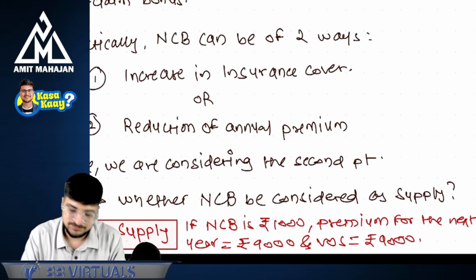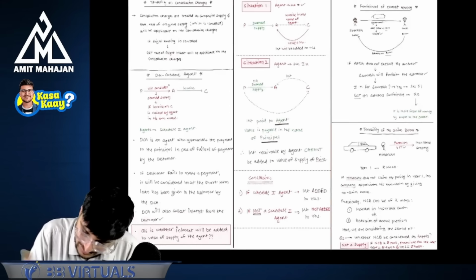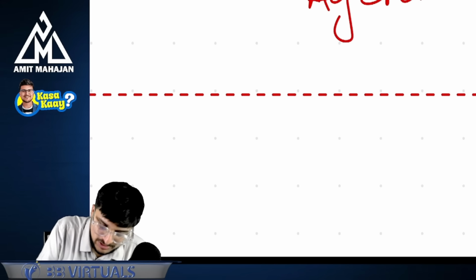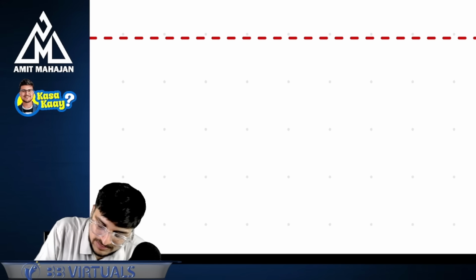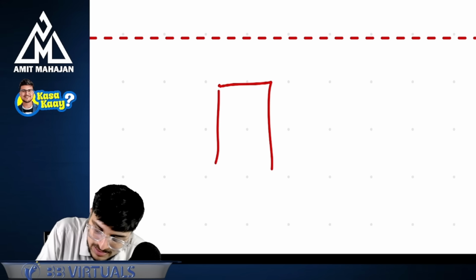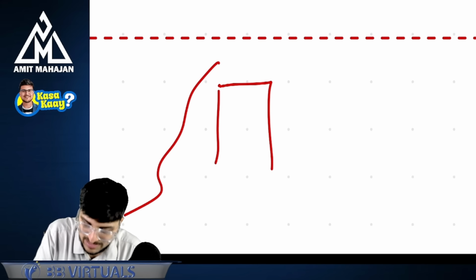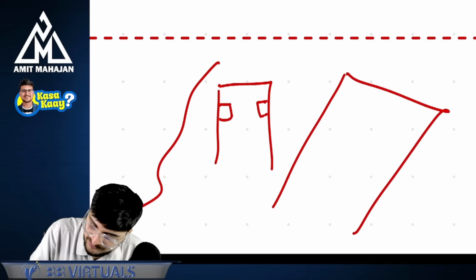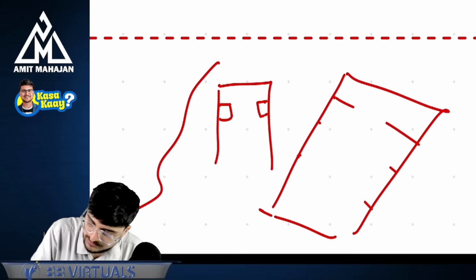Understanding? Perfect. And the last point, which is not there in this, is preferential location charges. For example, there is one building here, and the building has one sea facing flat here, and the building has some slum facing flat here. There are some slums here.